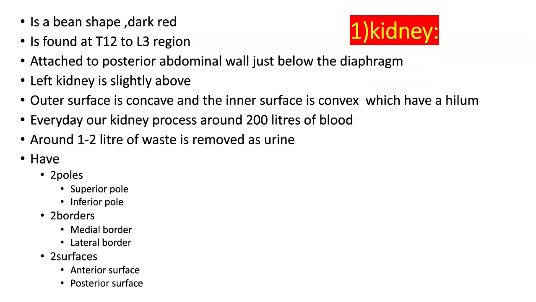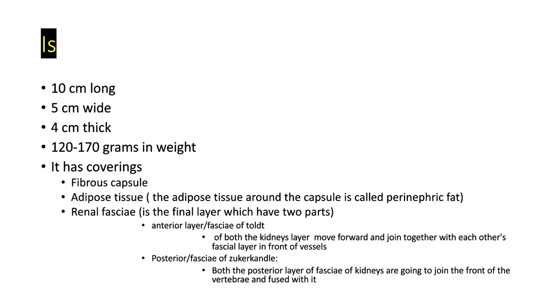So, the kidney has two poles, two borders, and two surfaces. The superior pole and inferior pole. The two borders are the medial and lateral border, and the two surfaces are the anterior and posterior surface. The kidney is actually 10 centimeters long, 5 centimeters wide, 4 centimeters thick, and 120 to 170 grams in weight.